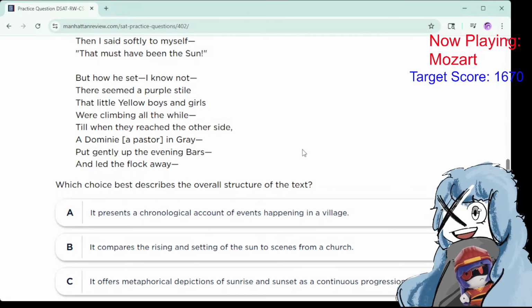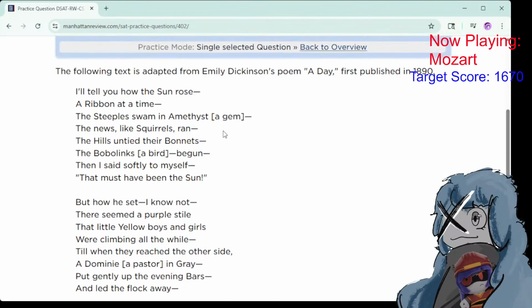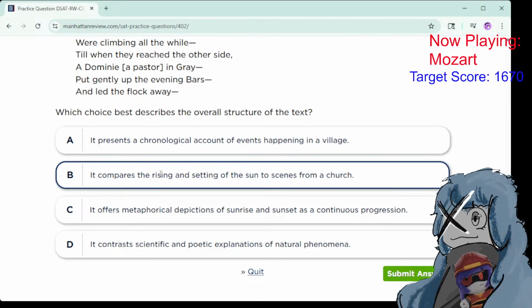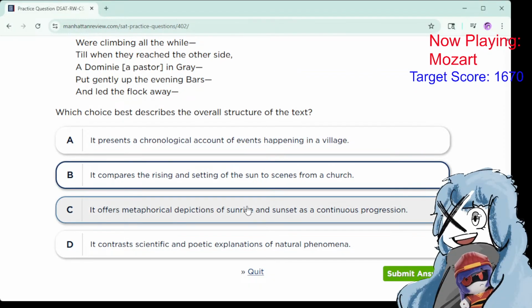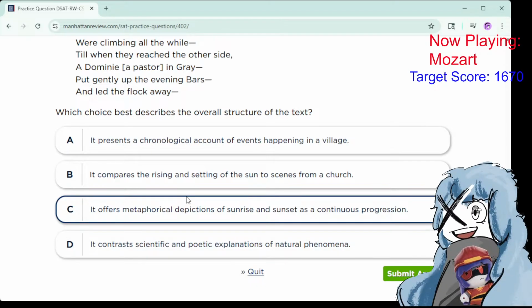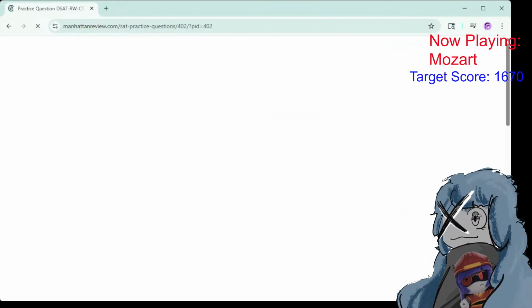The chronological account of happenings in the village, it compares the rising and setting of the sun. Well, not the scenes. Rising doesn't. Upper and fourth division of primary songs, a continuous progression. It's not D. Let's just see. Yes!